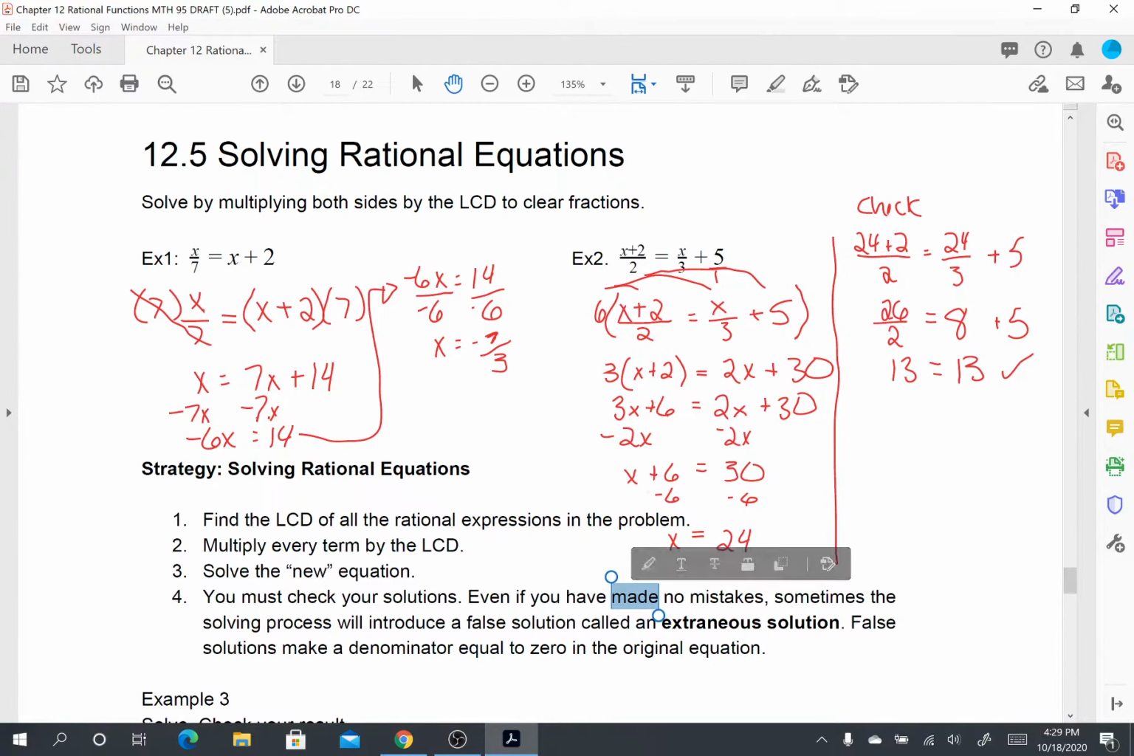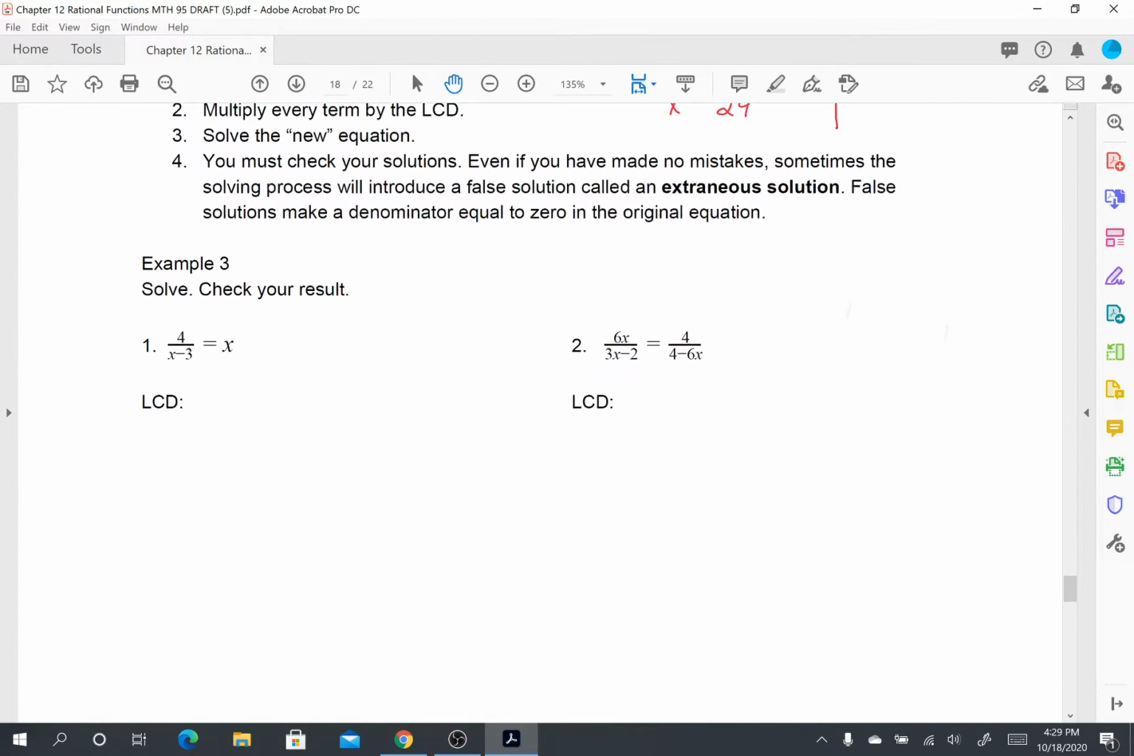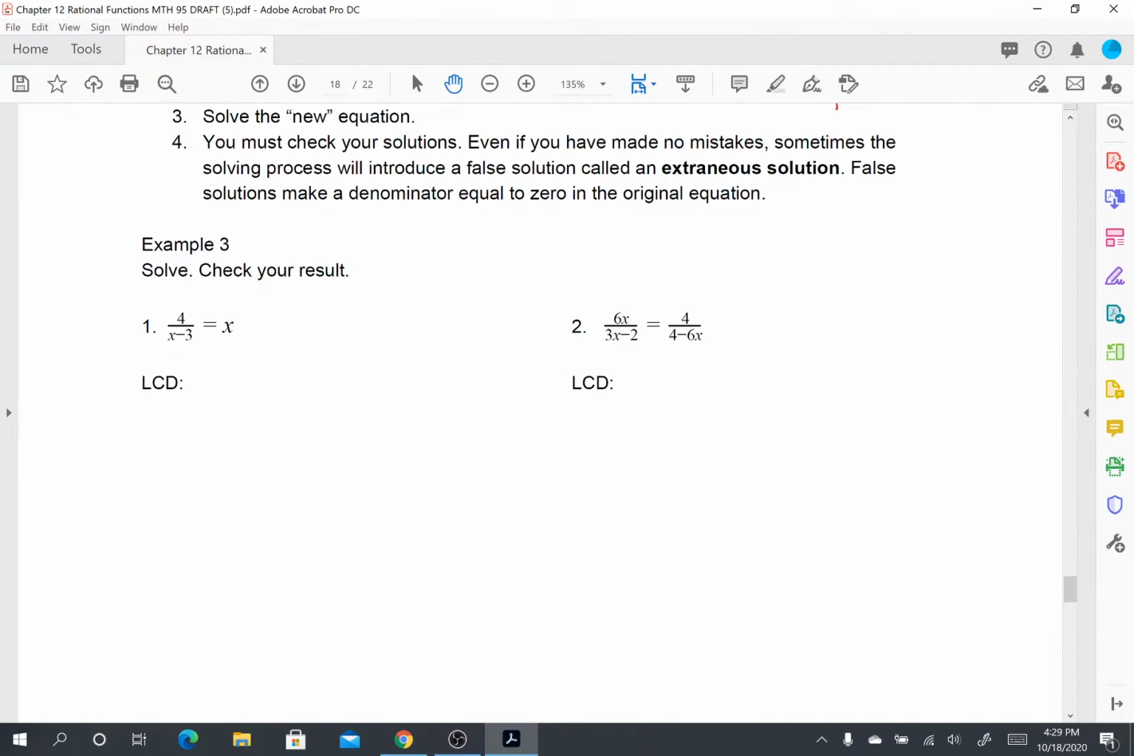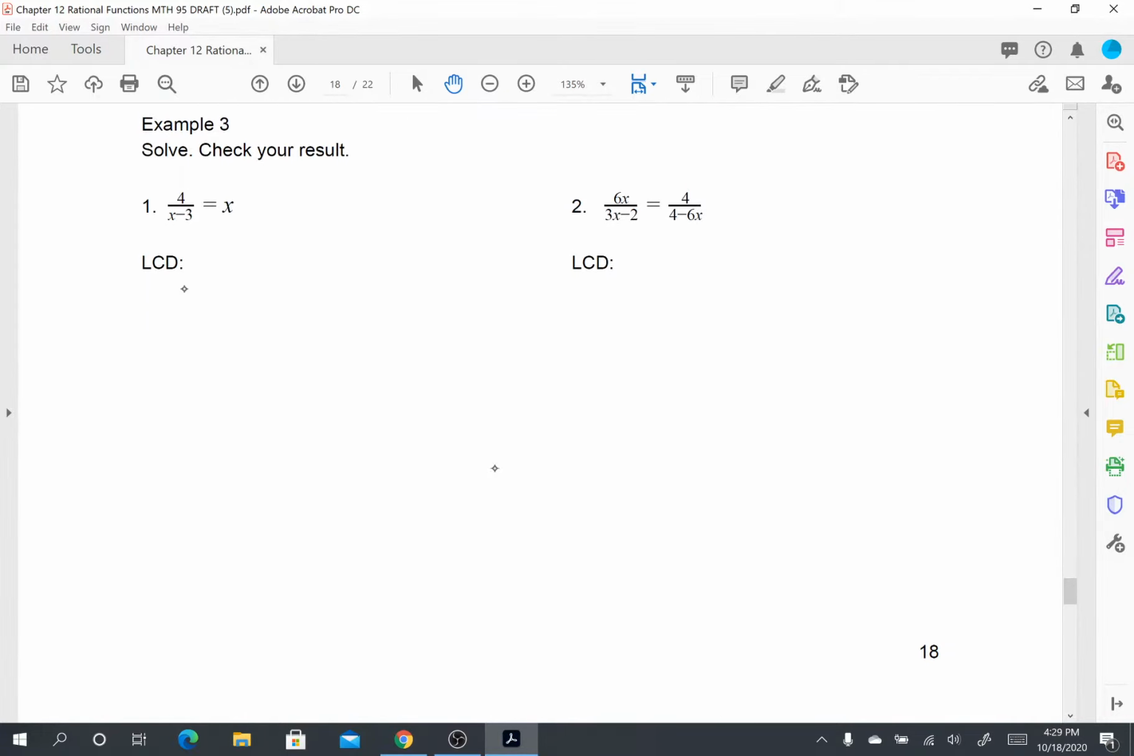And let me do one more example for us all here. All right, these aren't going to be that bad, I don't think. Certainly not this first one. Okay, so let's start by writing it down. Give myself a little bit more space. 4 over x minus 3 equals x.